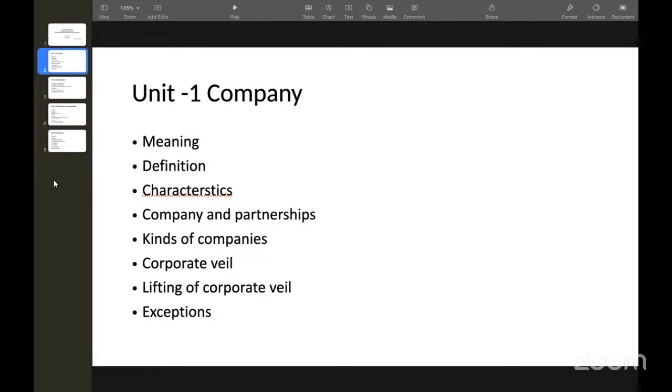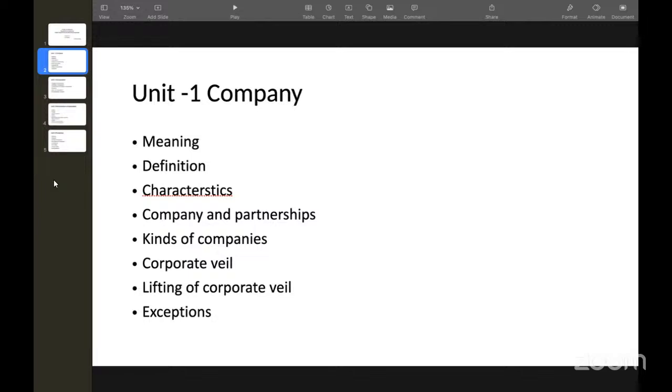Then next was corporate veil. Lifting of corporate veil. Circumstances for lifting the veil. There are five circumstances. That is, first is fraud or improper conduct. Next is tax evasion. Next, third, agency relationship. Fourth is public interest. Fifth, improper conduct in group companies.